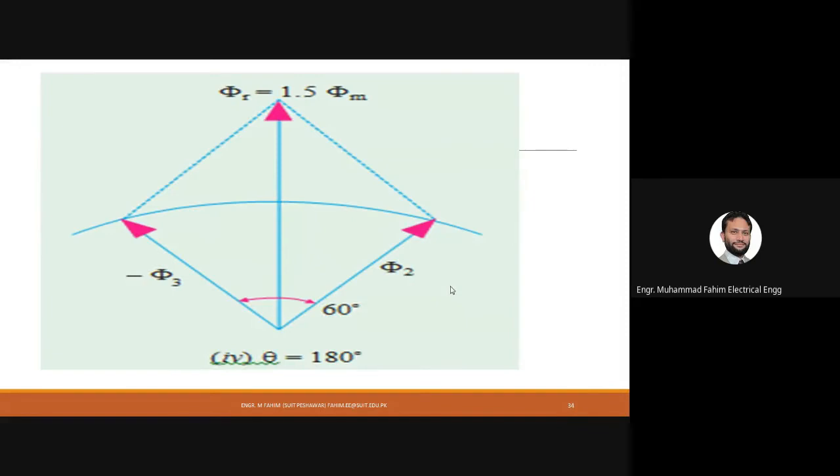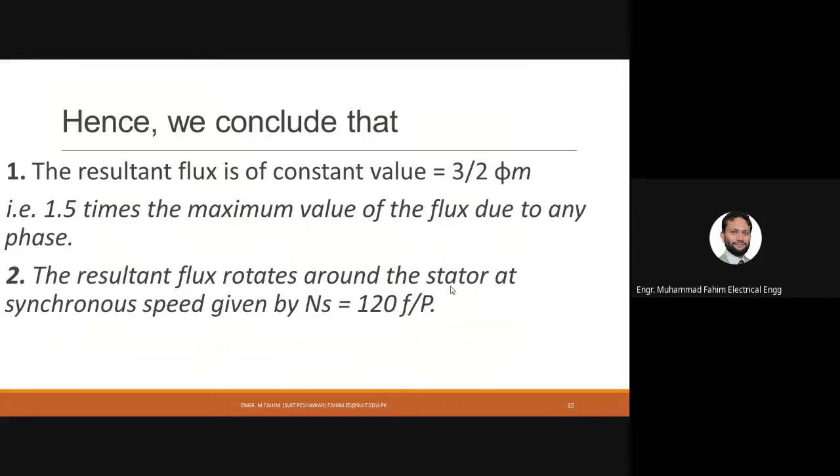Now this is the resultant vector, phi r is equal to 1.5 phi max, at theta equal to 180 degrees. Hence we conclude that the resultant flux is of constant value, that is 3 by 2 phi max, or 1.5 times the maximum value of the flux due to any phase. And the resultant flux rotates around the stator at synchronous speed given by Ns is equal to 120 f by P.